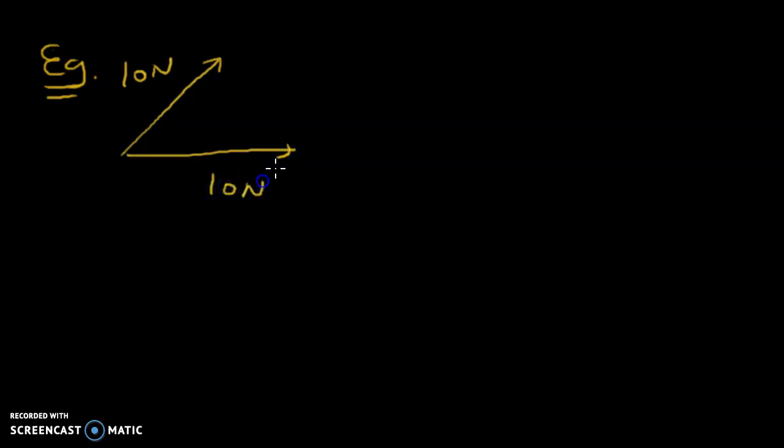So let's do some problems on the triangle and parallelogram law of vector addition, in fact the analytical method to add vectors. We have discussed the formula for triangle of vector addition. So if I ask you something like this: there is one vector of 10 Newton and another vector of 10 Newton, and the angle between them is 60 degrees. What would be the resultant vector?